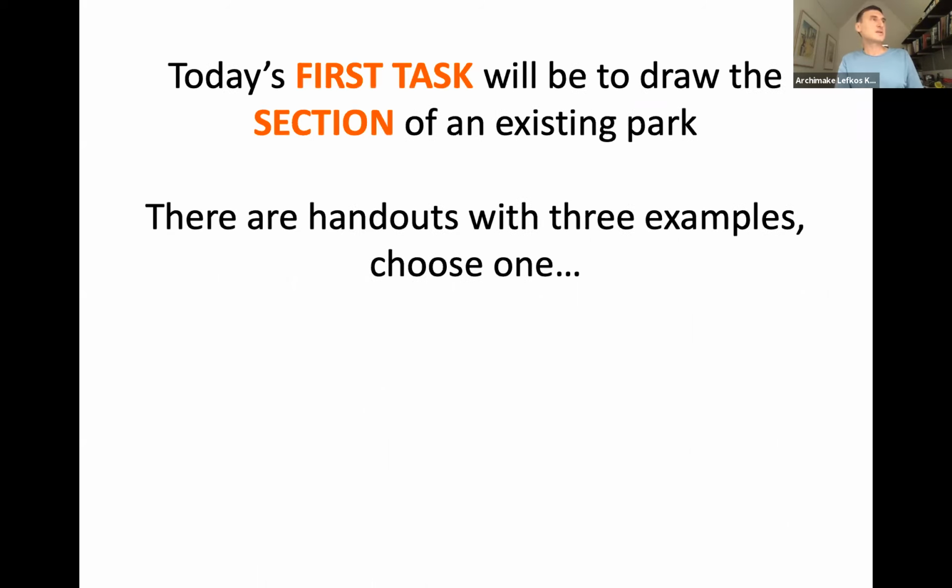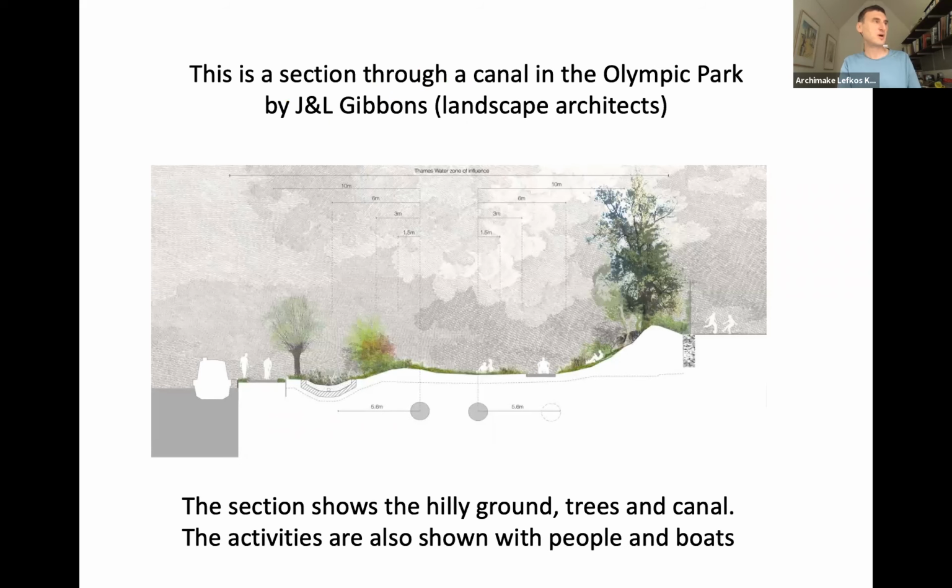So the first task is to draw the section of an existing park, and there are going to be 3 handouts which should be in the envelope that they're going to copy. Similar to last week where they copied different path designs, this week they're going to copy different sections. All the sections are fairly zoomed in. They're not necessarily of a whole park. They can show people, activities, equipment and things. The first one is the one we've been looking at, a section through the Olympic Park, which they'll have seen a video of. It shows hilly ground, trees, canal, boats, people.